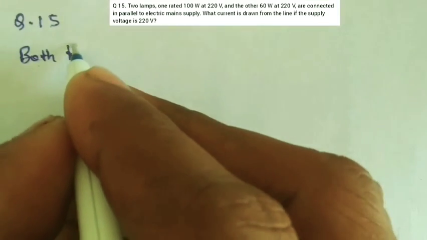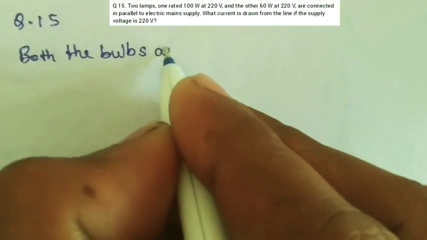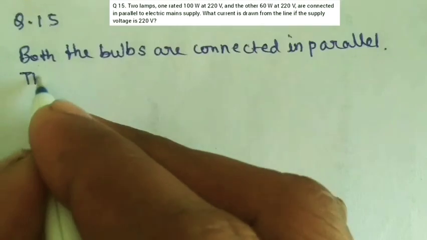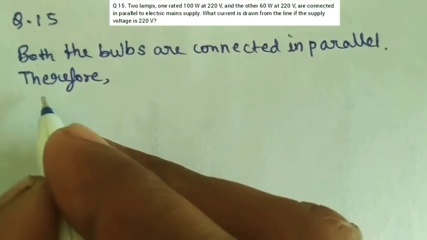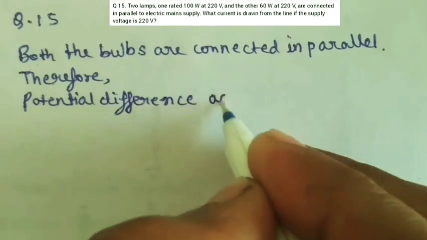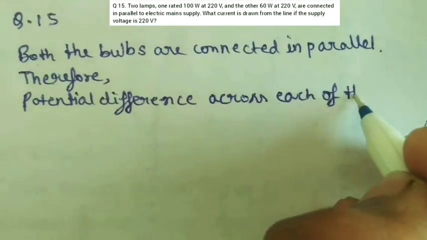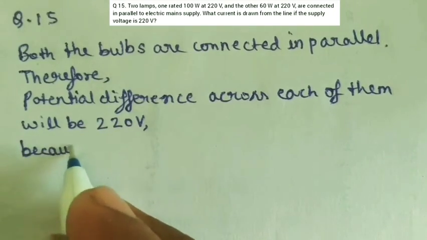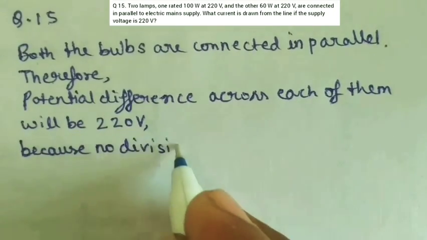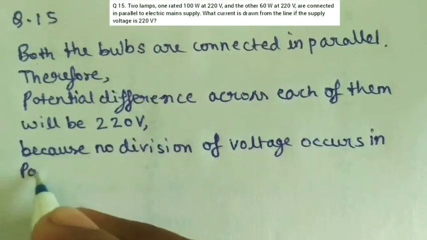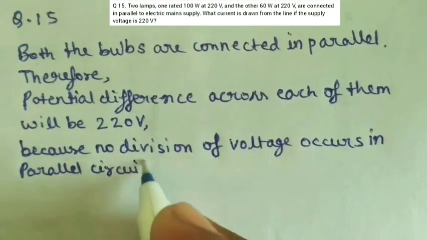Both the bulbs are connected in parallel. Therefore, potential difference across each of them will be 220 volt because no division of voltage occurs in a parallel circuit.